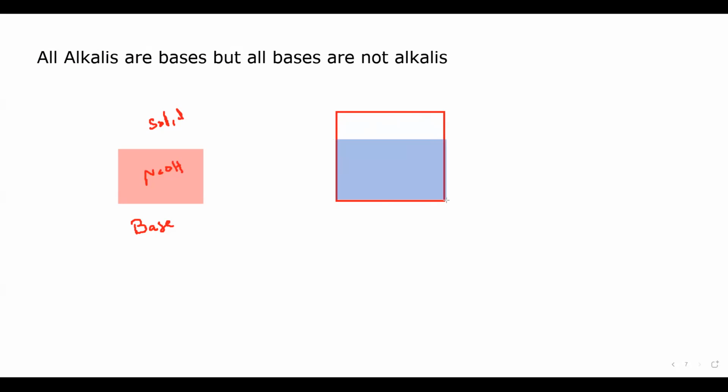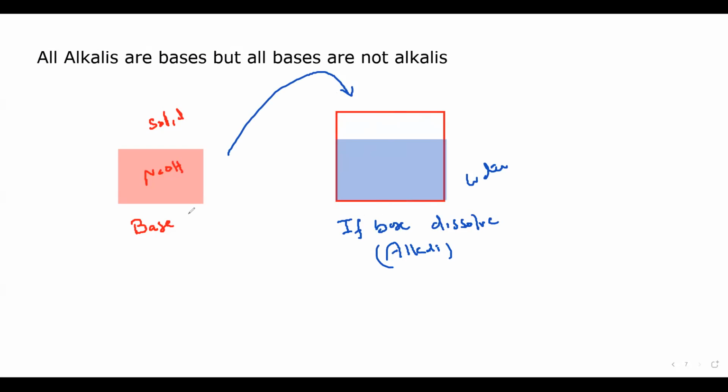So we fill this container with water, and we add this base to water. When we add this base to water, if it dissolves, if the base dissolves or disappears, what we call that is an alkali. So sodium hydroxide is a base as well as an alkali. But what happens, for example, if you have magnesium hydroxide or calcium hydroxide?